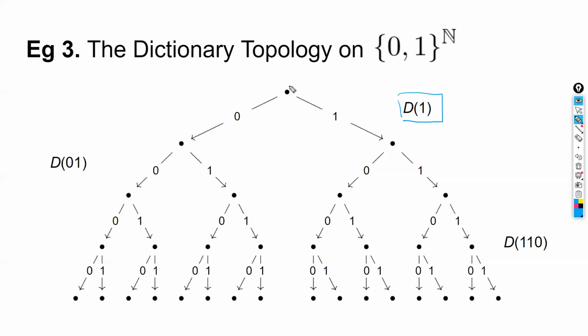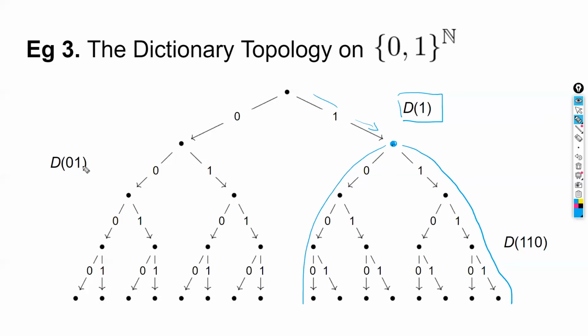So if we start from the top and we move down along 1, we're right here. This is where we've ended up. And it doesn't matter what we do after that. All of these paths are contained in D of 1. Okay, so you can kind of imagine this open set as being this kind of portion of the tree. And this is where the intuition comes from.